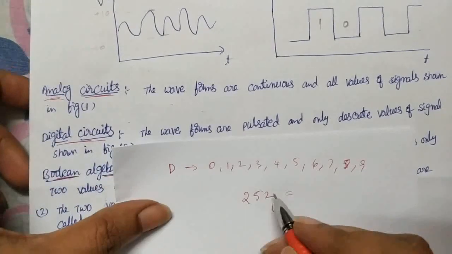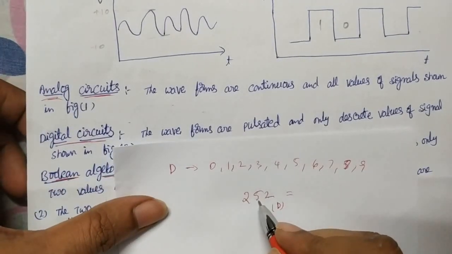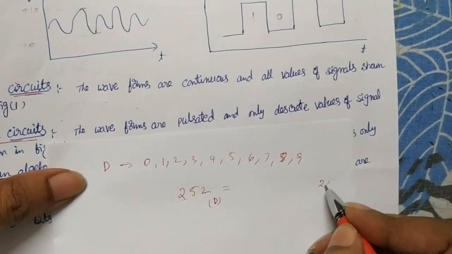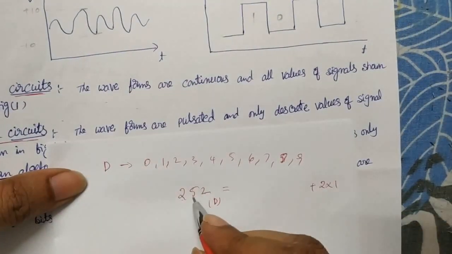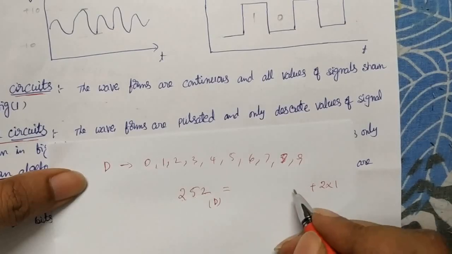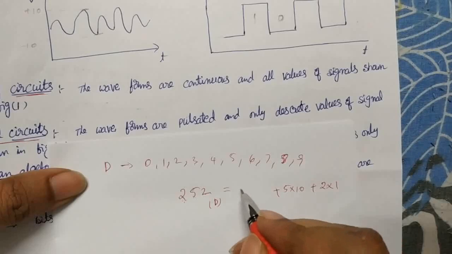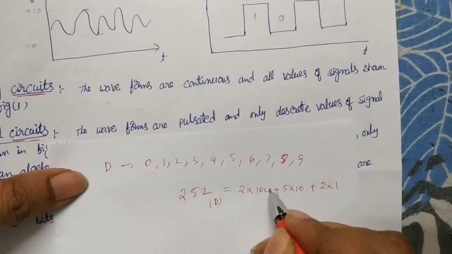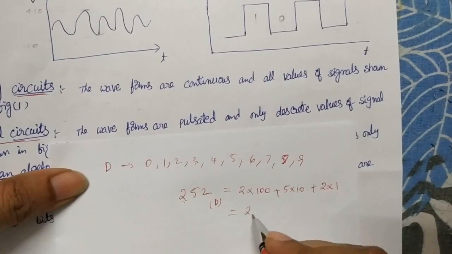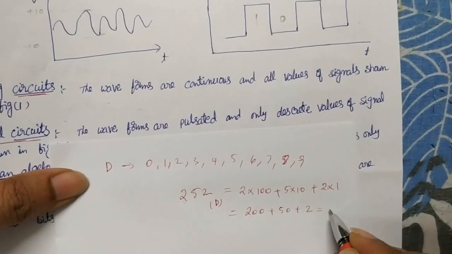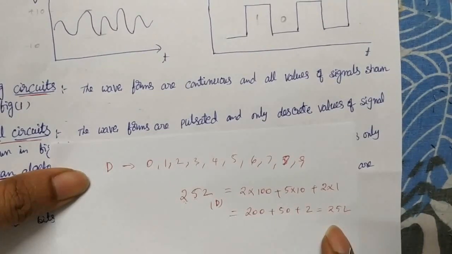This is ones, this is tens, and this is hundreds. So what can you write? 2 into 1 plus, these are tens place now, so 5 into 10 plus 2 into 100. 2 into 100, what do you get? 200 plus 50 plus 2. So what do you get? 252, like this we get.